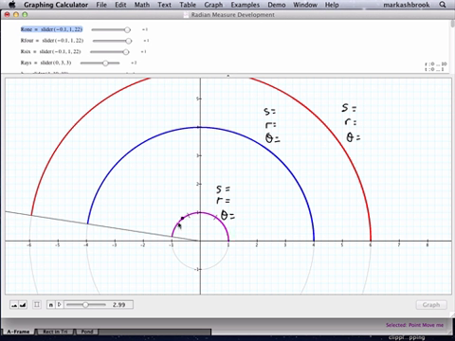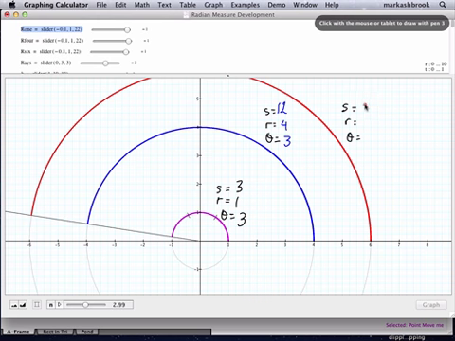Okay, how long is the purple one? 3. What's the radius? How many radians is that angle? 3. Okay. Length of the blue? 12. What's the radius? What angle does that represent, that blue arc? 3 radians. Okay. Length of the arc? Radius? Angle? Okay, so what's the relationship between S, R, and theta?